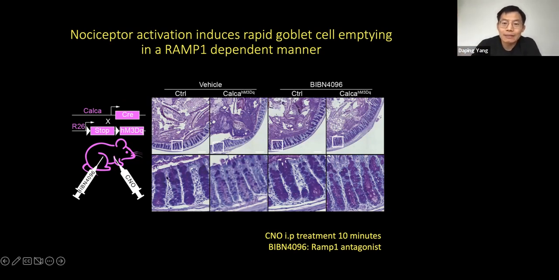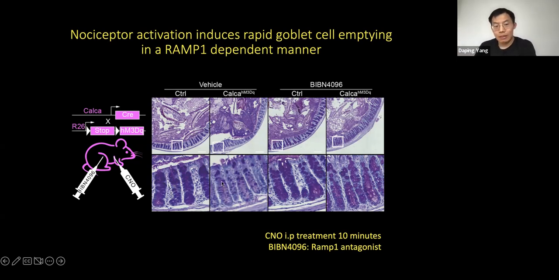To test this hypothesis, we generated a CGRP-mediated neuron activation mouse and performed Alcian blue PAS staining, which, as I mentioned, labels all those mucus-containing goblet cells, as you can see from here. With these mice, we found that 10 minutes after single treatment, almost all goblet cells in the colon are emptied compared with that of control mice.